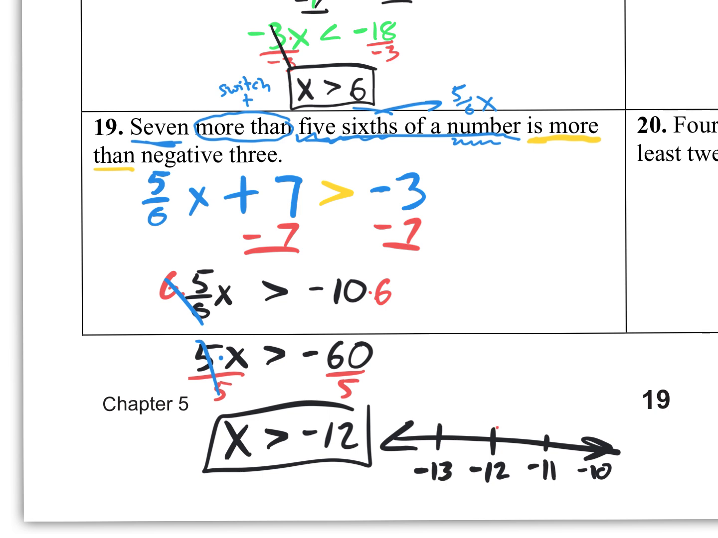So I am going to put an open dot at negative 12 because it does not have a solid line underneath it. If it had a solid line, it would be a solid dot, but it does not have a solid line, so it's not a solid dot, it's an open dot. And this is a greater than symbol, and greater than is to the right.